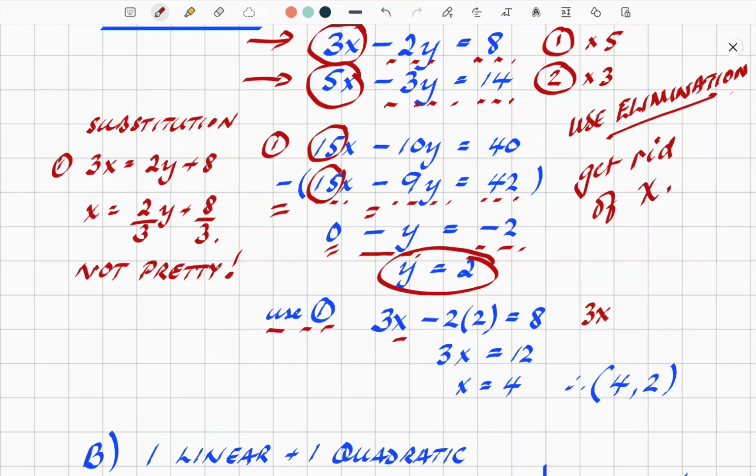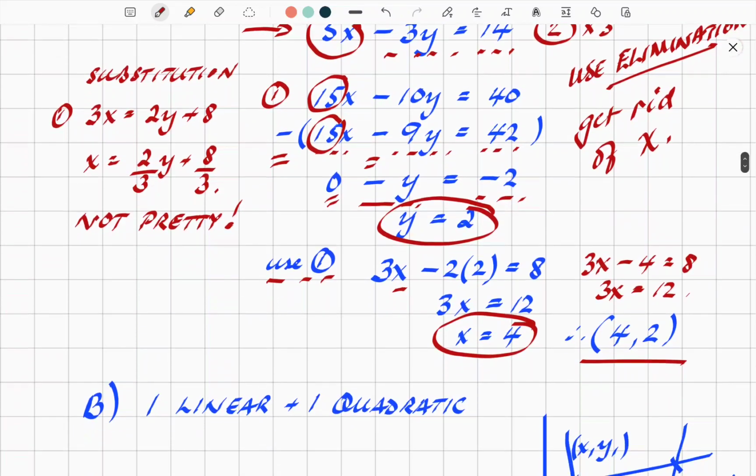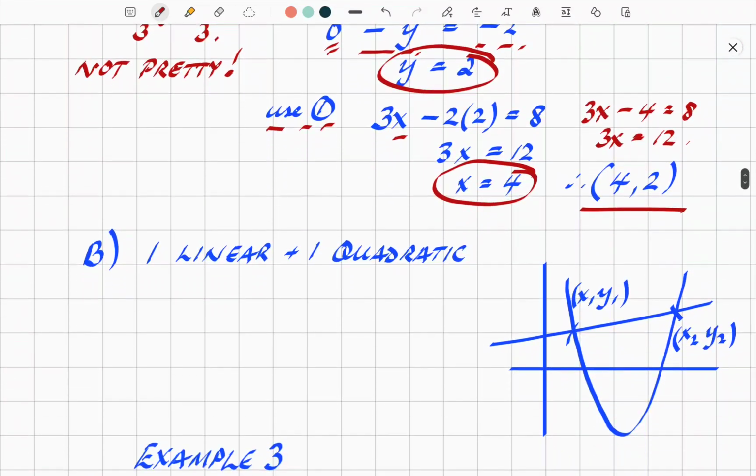So let me just tell you where that came from. So 3x equals 12, all right? 3x equals 12, x equals 4. So my solution in the end is 4, 2. All right, those are the coordinates. Right, hope that's okay there.